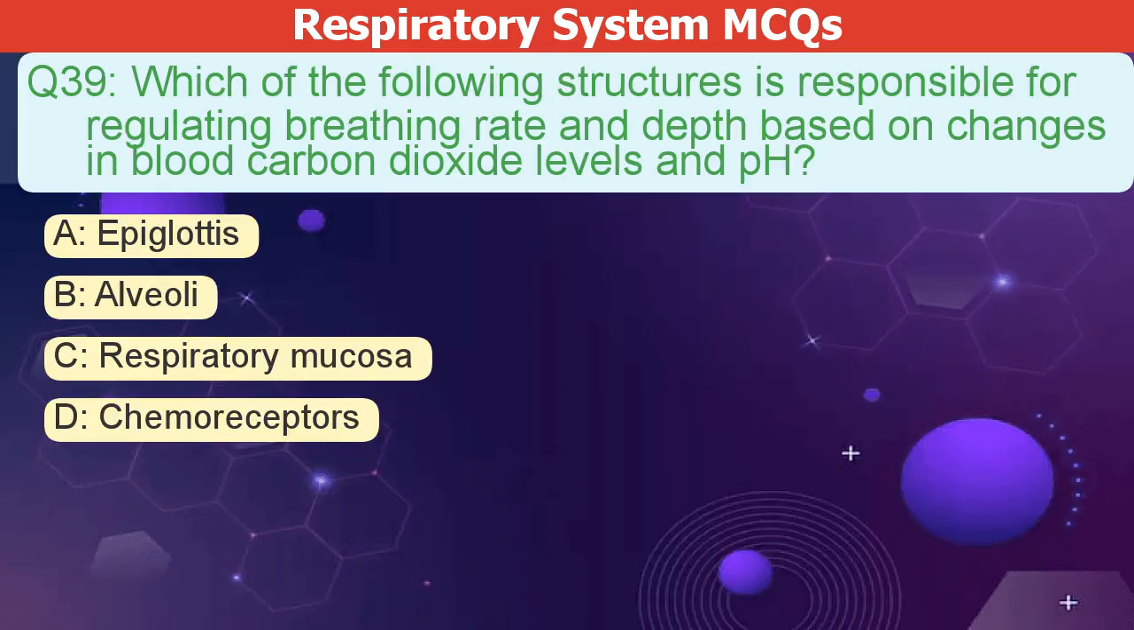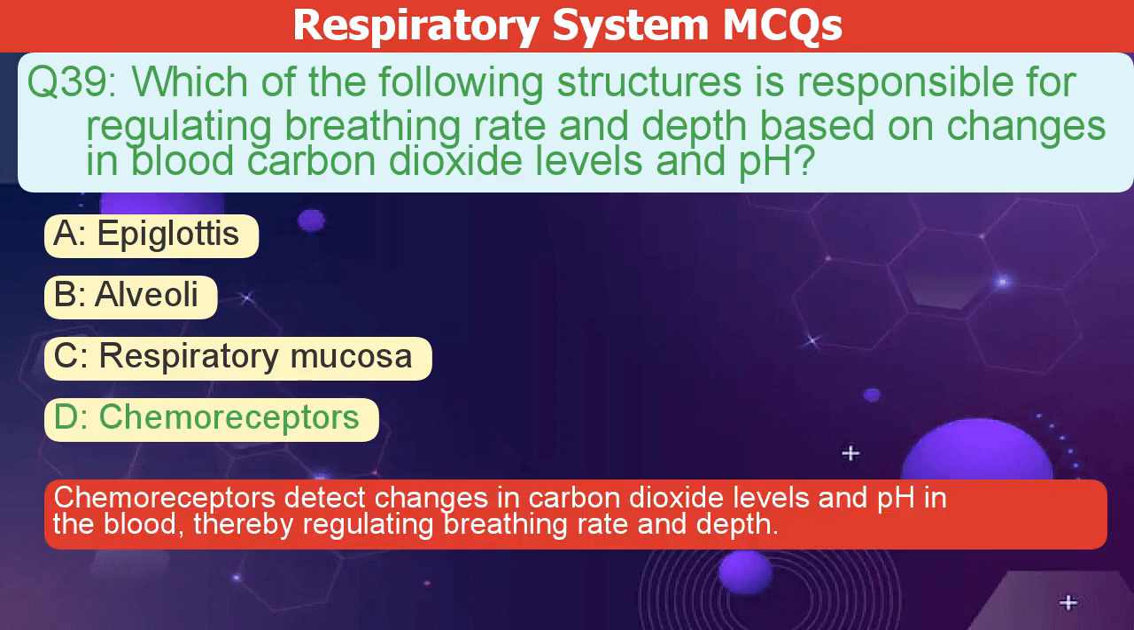Which of the following structures is responsible for regulating breathing rate and depth based on changes in blood carbon dioxide levels and pH? A. Epiglottis. B. Alveoli. C. Respiratory mucosa. D. Chemoreceptors. The correct answer is D. Chemoreceptors detect changes in carbon dioxide levels and pH in the blood, thereby regulating breathing rate and depth.